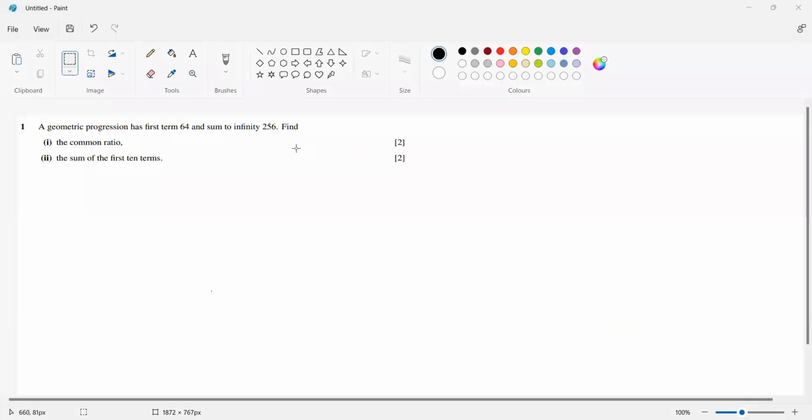A geometric progression has the first term of 64 and sum to infinity 256. Find the common ratio and the sum of the first 10 terms.